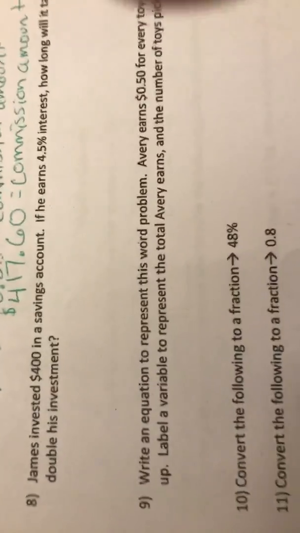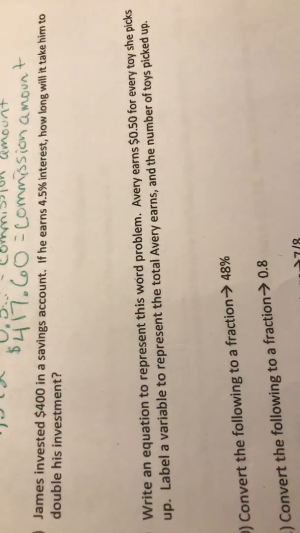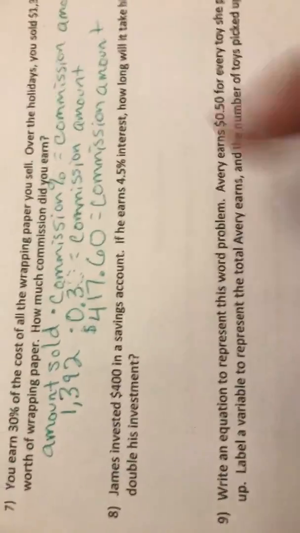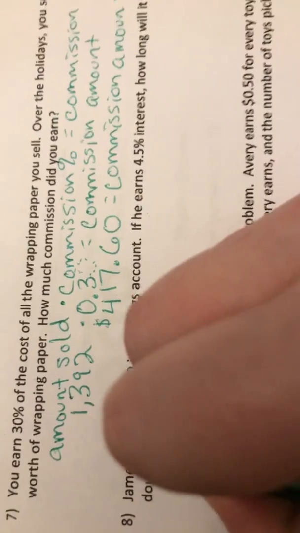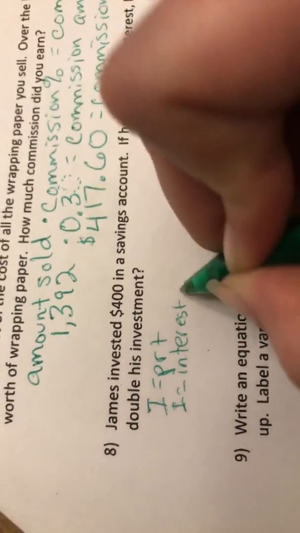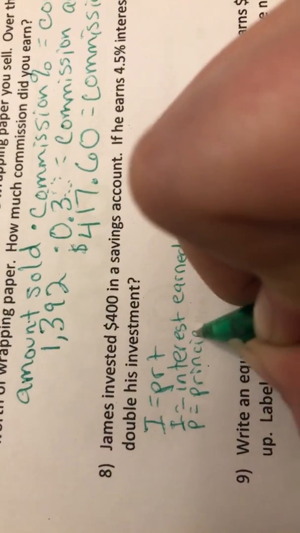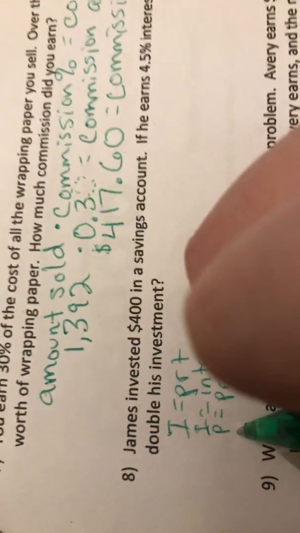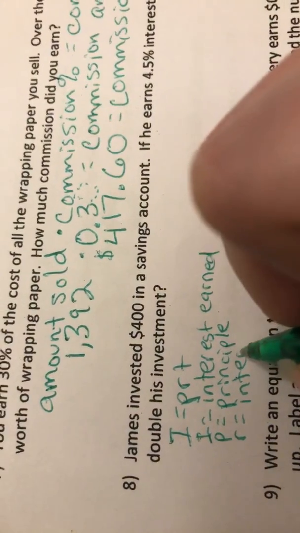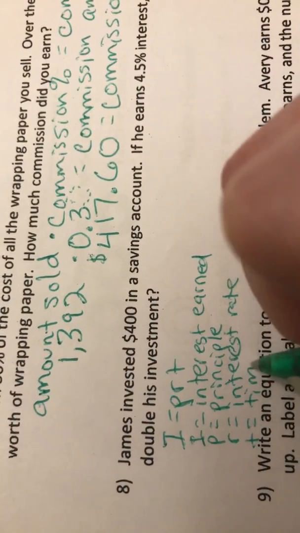And number 8, James invested $400 in a savings account. If he earns 4.5% interest, how long will it take him to double his investment? So, with simple interest, as this problem states, we use the formula I equals PRT. I is equal to the interest earned. P is your principal, which is what you start with. R is your interest rate. And T is your time in years.